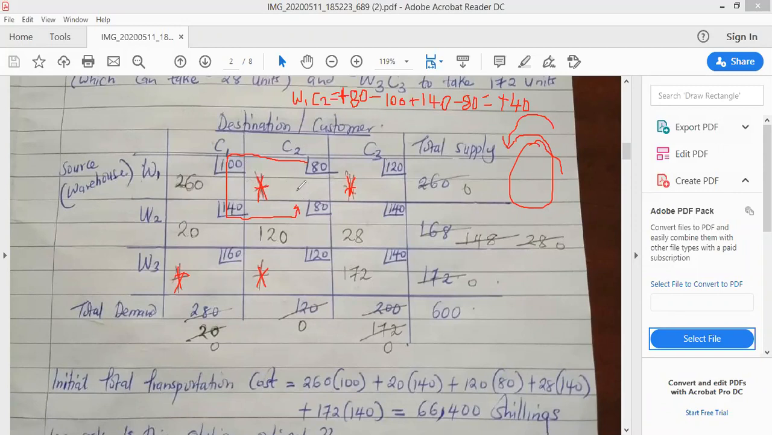You can also move clockwise as long as you can use the cells which are actually filled. For me, I've used the anti-clockwise, but you can also move the other way around, but you stick to the same procedure for all the cells for which you're computing their shadow prices.